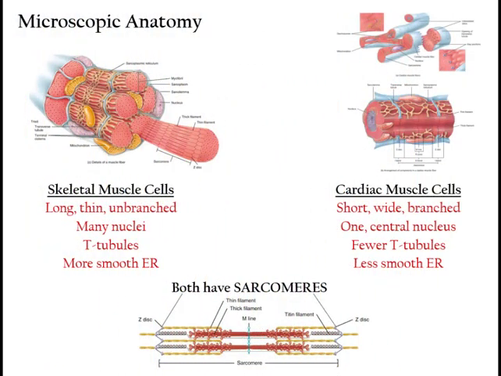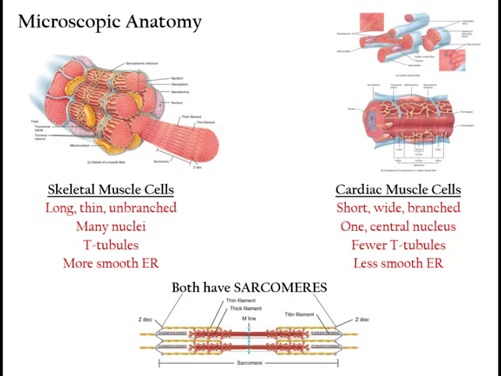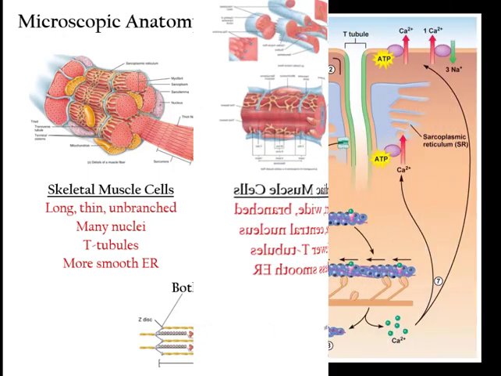Recall that both skeletal muscle cells and cardiac muscle cells are striated, and that striations are the result of a sarcomere structure. I hope at this point in the course you realize that if both skeletal muscle and cardiac muscle cells have similar structure, they're going to have similar physiology. And indeed, that is the case. There are some slight differences.